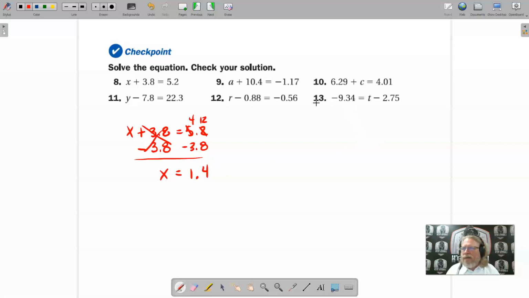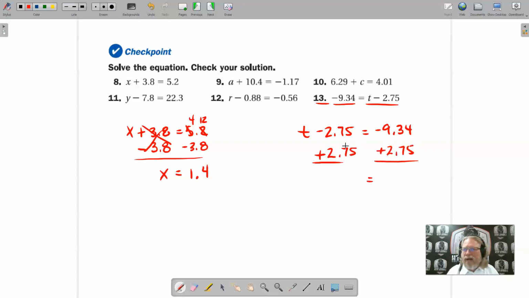On the next one, let's try 13 here. I kind of like my variables on the left, so I'm going to write that part on the left, t minus 2.75. And then I'm going to put the negative 9.34 on the right. So the 2.75 is tied to the t through subtraction. The opposite operation is addition, and I'm going to add the very number I wish to get rid of, which is 2.75. And what I do to one side, I am going to do to the other. So I'm going to add 2.75 over here as well.